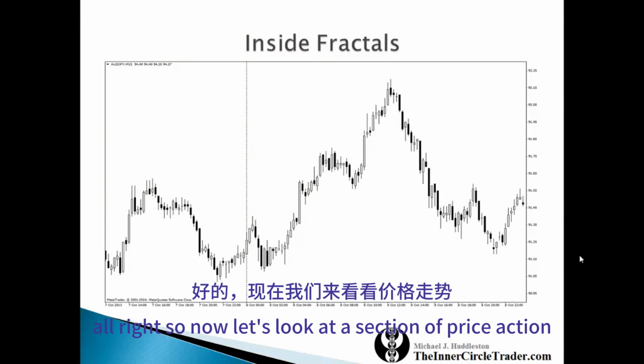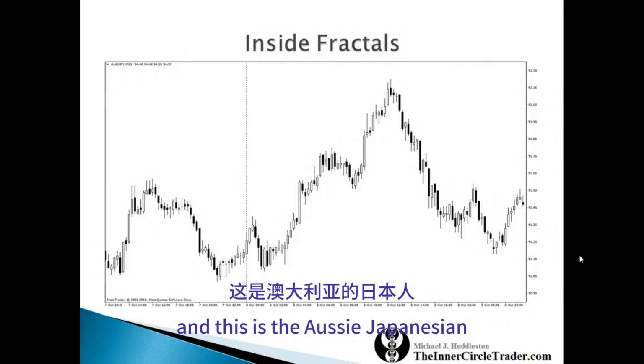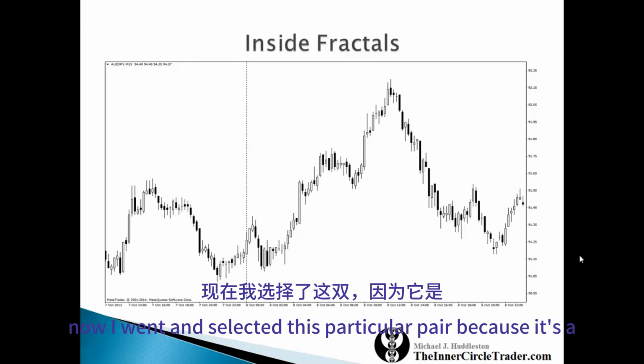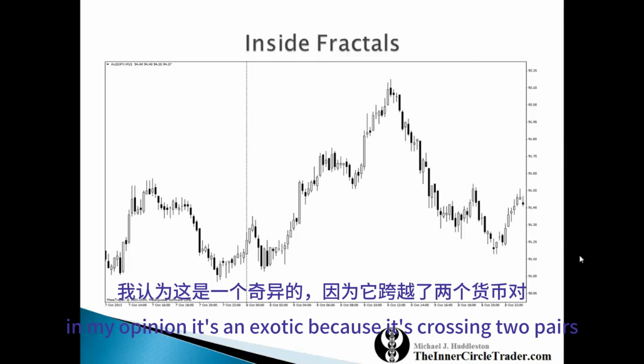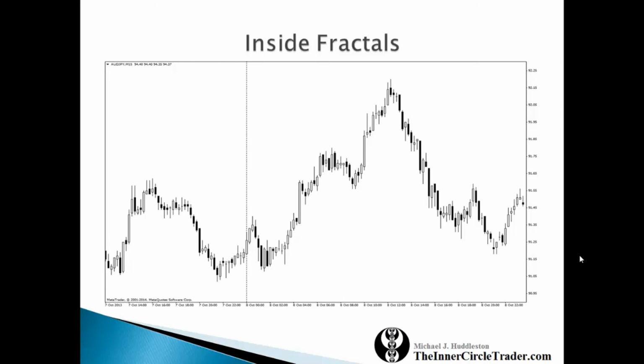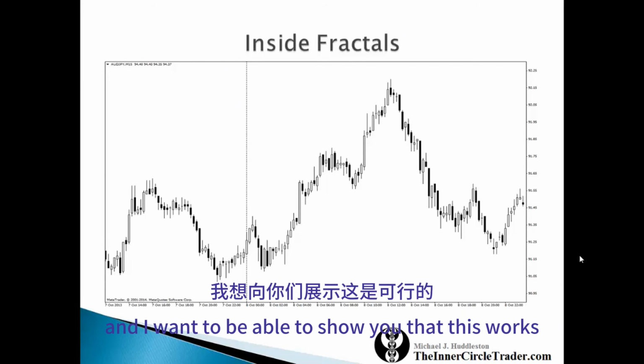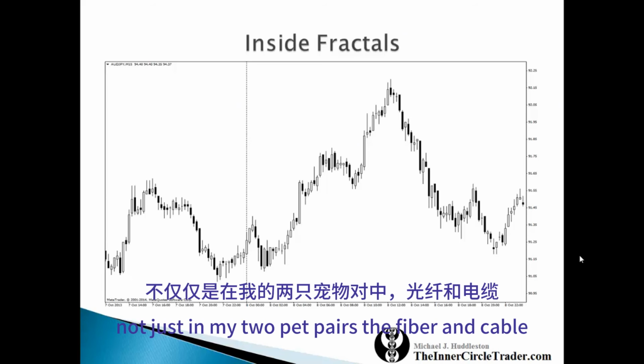All right, so now let's look at a section of price action, and this is the Aussie Japanese yen. I selected this particular pair because, in my opinion, it's an exotic, because it's crossing two pairs. I don't trade it too much, and I want to show you that this works not just in my two pet pairs, the fiber and cable.